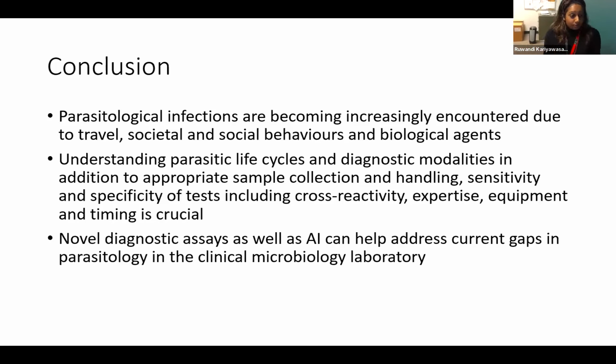And it's always improving or getting better. There are novel diagnostic assays that are coming into play. People are looking at how AI can help address some of the current gaps in parasitology. So using AI to read microscopy slides, and if they're negative, they just get reported as negative. But if they see something suspicious, maybe they'll flag that to a technician or technologist for further review. So that's a way in which AI is being looked at and incorporated into the diagnostic algorithm for certain parasitological tests.